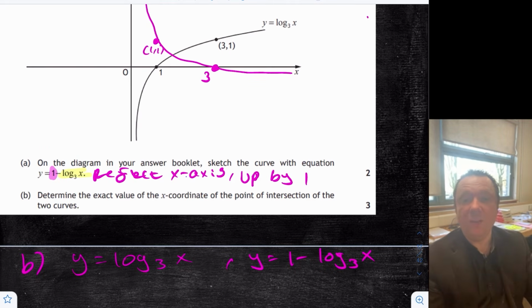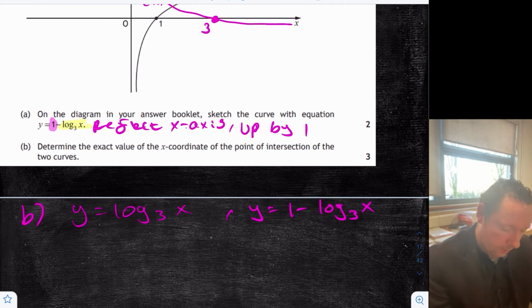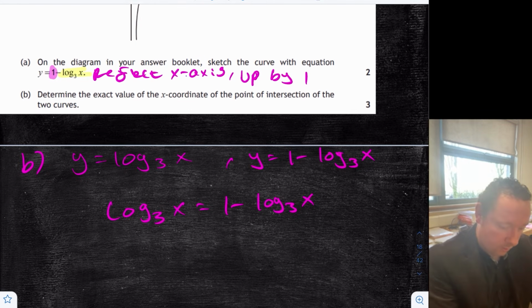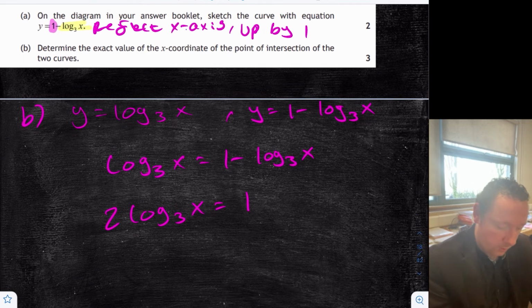So we can say that they are equal to each other and find x. So log 3x equals 1 minus log 3x. Taking the log 3x to the other side, you'll have log 3x plus log 3x. So 2 of them, 2 log 3x equals 1. I can take the 2 up as a power, so I get log 3x squared equals 1.